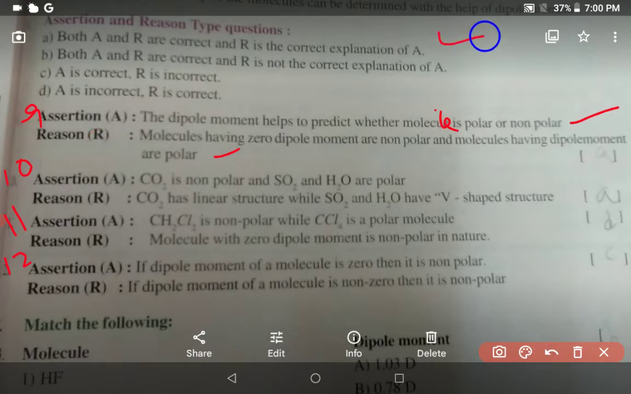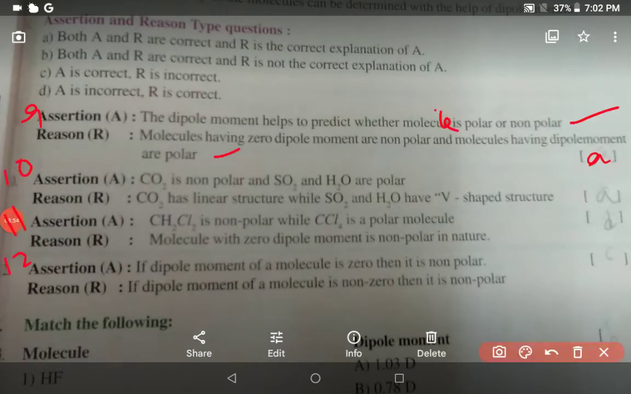So look at the options here, A, B, C, D. A says that assertion and reason both are right, and the reason is the correct explanation of the assertion. B says that assertion and reason are right but the reason is not the right explanation for the assertion. Option C states that the assertion is right but the reason is incorrect. Option D states that the assertion is incorrect but the reason is correct. So here which option would be correct? That is option A. It will be matching this, right?